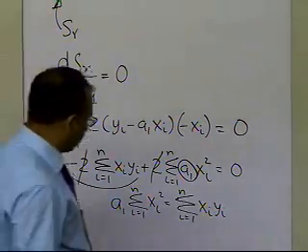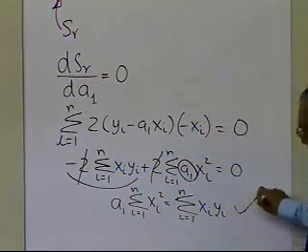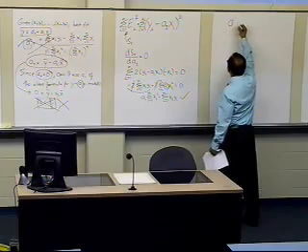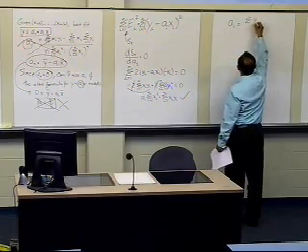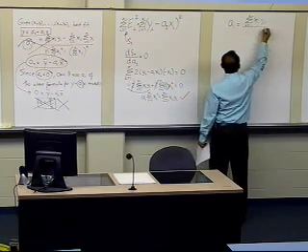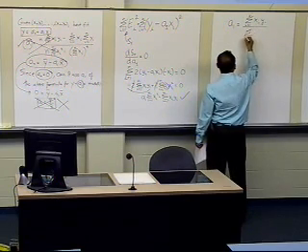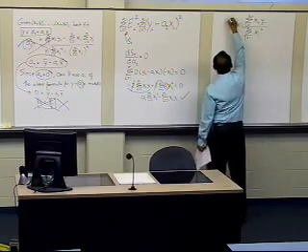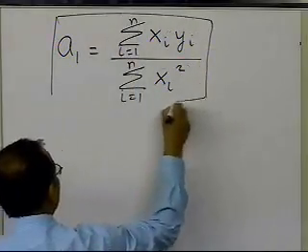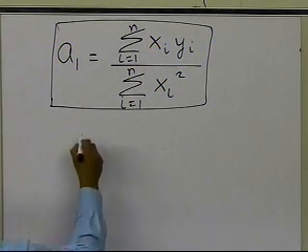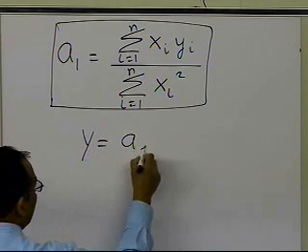And this particular equation gives me the value for a1, which is summation of x_i y_i, i equal to 1 to n, divided by summation i equal to 1 to n of x_i squared. So that is the way you want to find out what the value of a1 is for the regression model y = a1x.